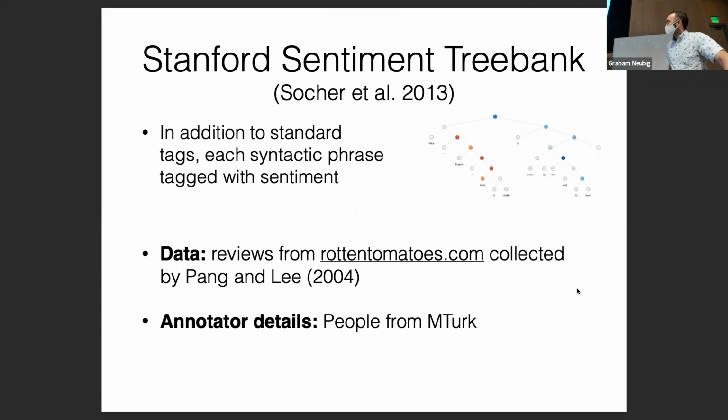Annotator details. Basically, the main detail that I saw in the paper was people from MTurk annotated 21,000 sentences. They didn't give any information about quality control, or about other aspects as well.